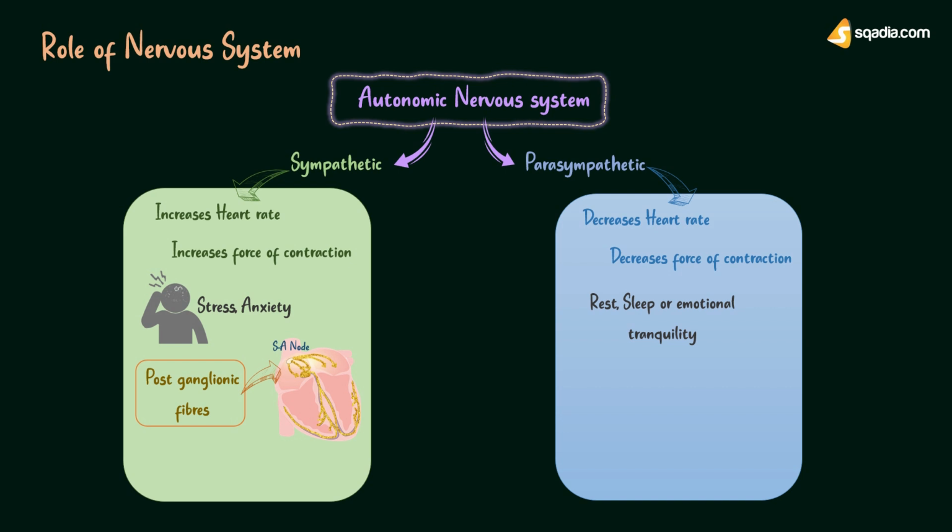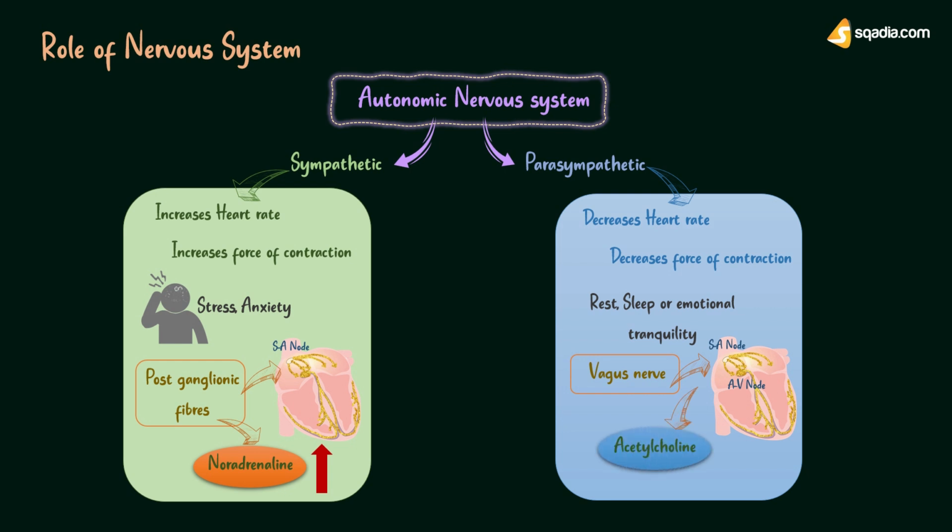The stimulated postganglionic fibers then release noradrenaline. On the other hand, the parasympathetic input into the heart is via the vagus nerve. The vagus nerve forms synapses with postganglionic cells in the sinoatrial, or SA node, and atrioventricular, or AV node. When stimulated, they release acetylcholine. That decreases the slope of the pacemaker potential, thus leading to a decrease in heart rate.